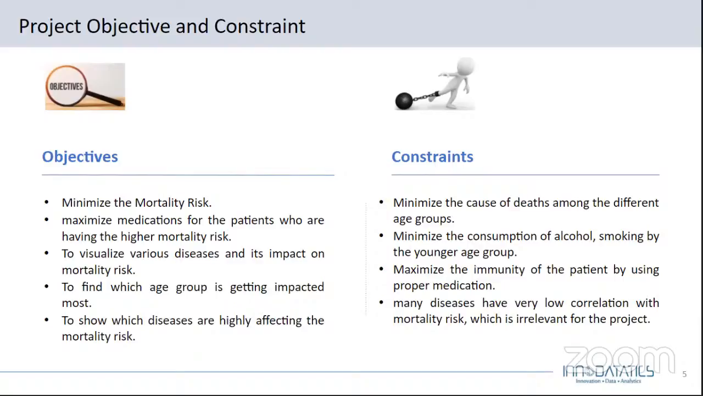The constraints are to minimize the consumption of alcohol and smoking by the younger age group, and to maximize the immunity of the patients by using proper medication, by providing vaccinations, and some physical activities as well. The last constraint was to minimize the cause of death among the different age groups. Here I would like to conclude from my end, and my team members will be taking you through the further details of the project.